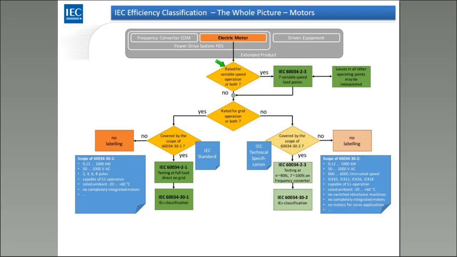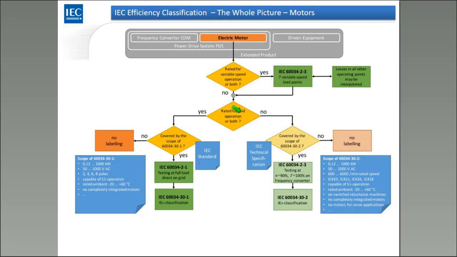The first question that you should ask is, is it rated for variable speed operation? If the answer is yes, and you're a manufacturer, then you have to provide the 7 variable speed load points according to 34-2-3, or even better, the 7 interpolation coefficients. That will enable the end user to determine the losses in all other operating points. This is true for all types of variable speed motors, regardless if they are rated for grid operation also or only for variable speed.